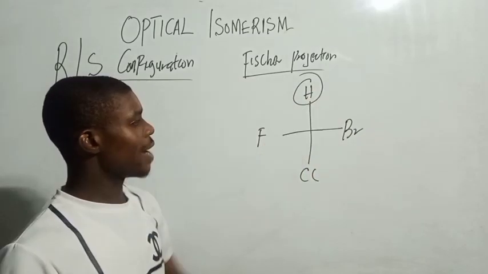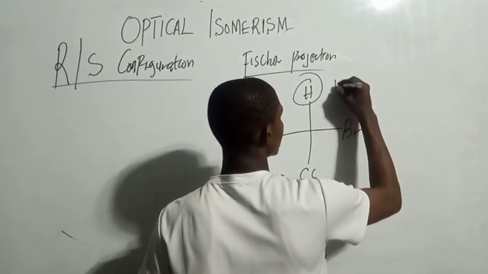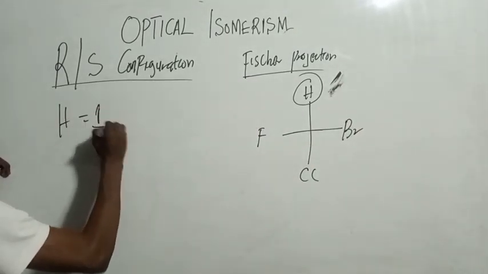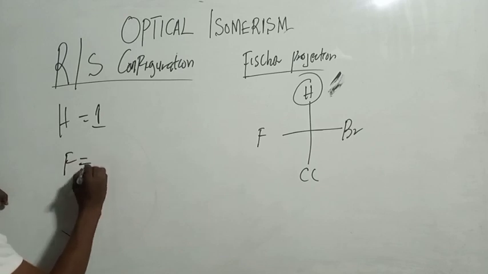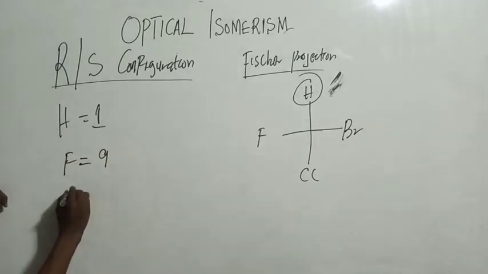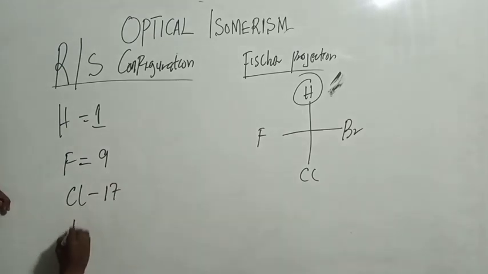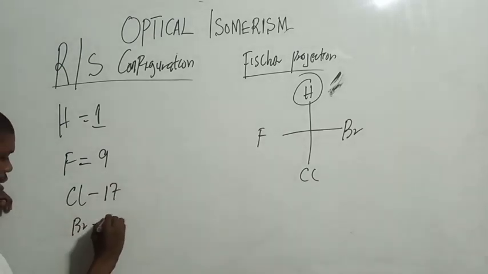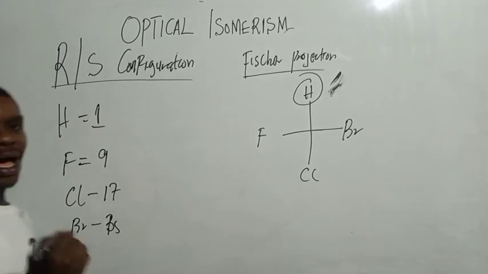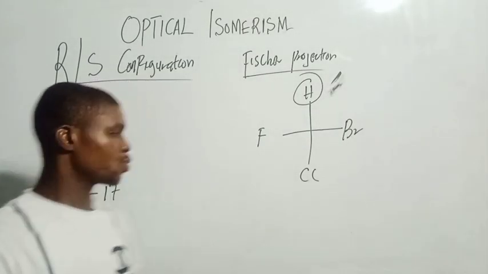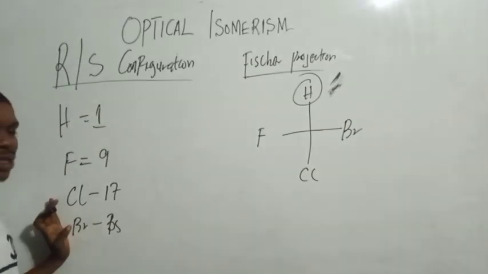The atomic number of hydrogen is one. It's okay. Hydrogen, the atomic number is one. Fluorine, the atomic number is 9. Chlorine, the atomic number is 17. And bromine, the atomic number is 35. So, atoms with higher atomic number take precedence over atoms with lower ones.